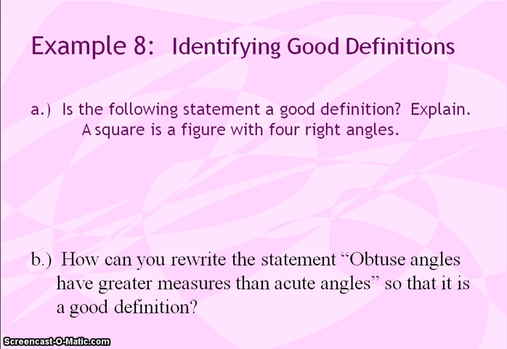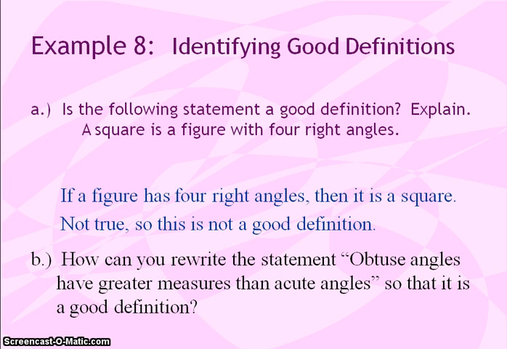All right, is the following statement a good definition? A square is a figure with 4 right angles. Well, we kind of already talked about this with the rectangle. First of all, if we write it as a conditional, if the figure's a square, then it has 4 right angles. That's true. But if a figure has 4 right angles, is it a square? No, it could be a rectangle. So this is not reversible. It's not a good definition.